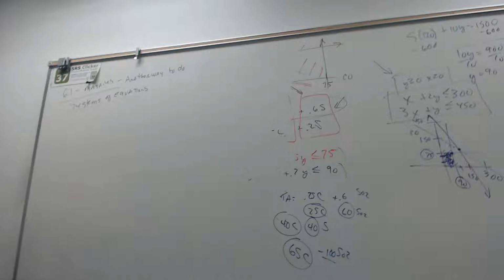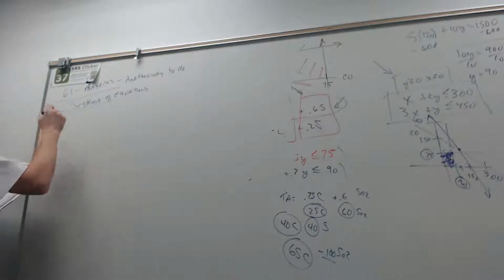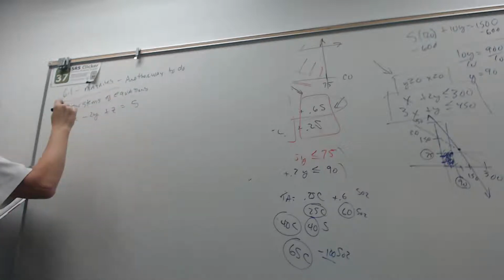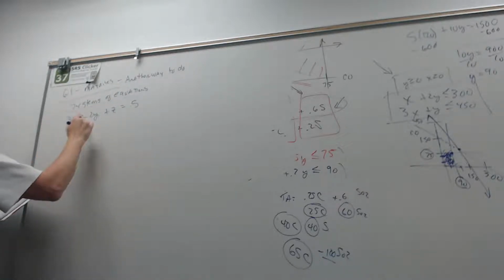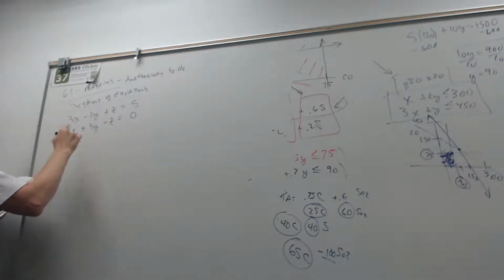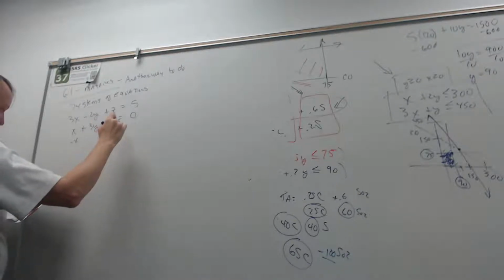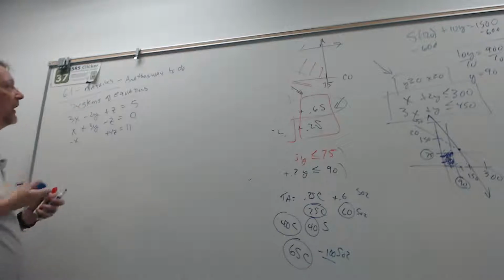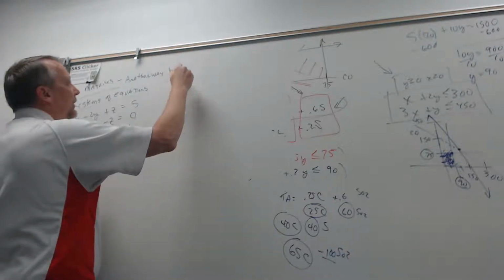Okay? So let's say, for example, I have the system of equations 3x minus 2y plus z equals 5, x plus 3y minus z equals 0, and negative x plus 4z equals 11. So this is my system of 3 equations, 3 unknowns. You all know how to solve that, correct? Now, one of the things I could do is I could write this as the augmented matrix.